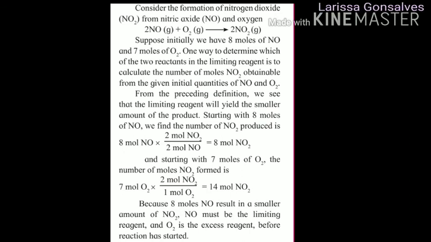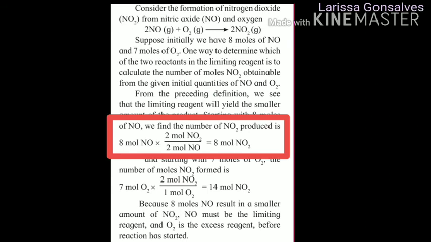First, we will do the calculation for nitric oxide. Nitric oxide was 8 moles and oxygen was 7 moles, right? So first we will start with the nitric oxide. So 8 moles of nitric oxide multiplied by 2 moles of nitrogen dioxide divided by 2 moles of nitric oxide. After calculation, we get the answer as 8 moles of nitrogen dioxide.